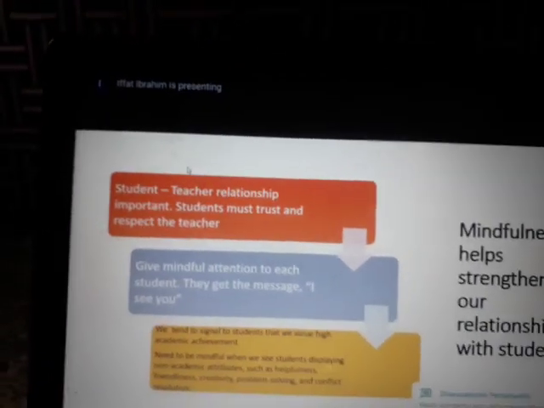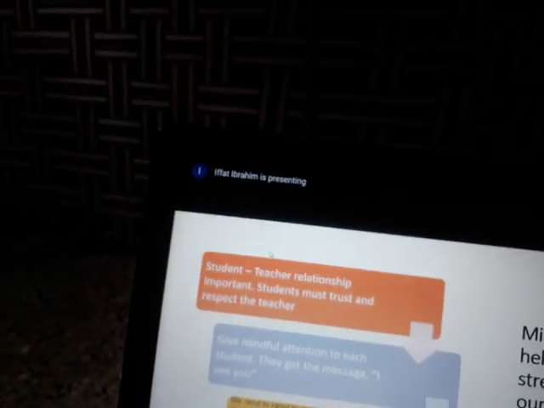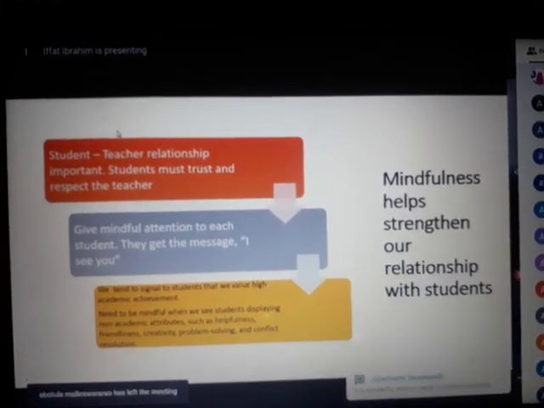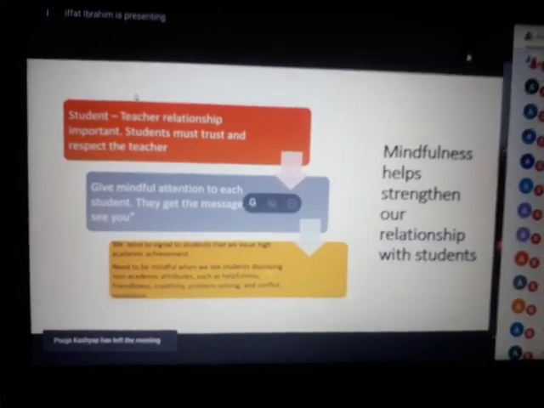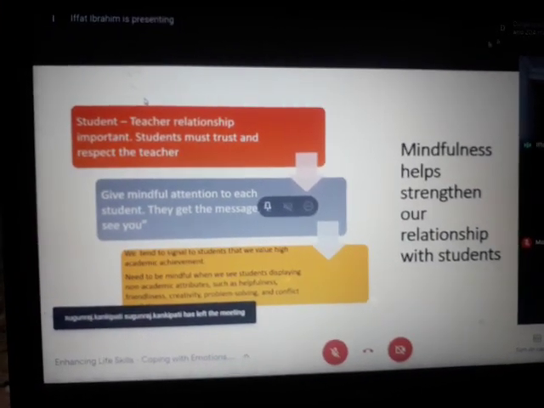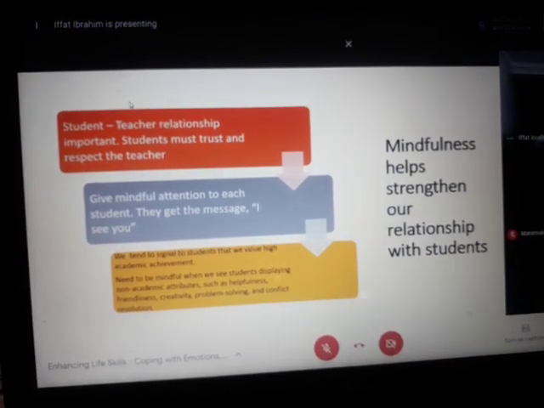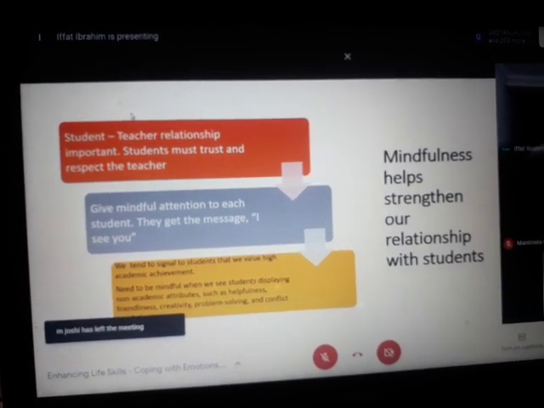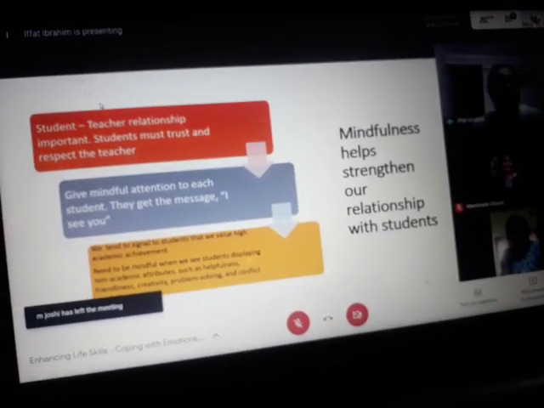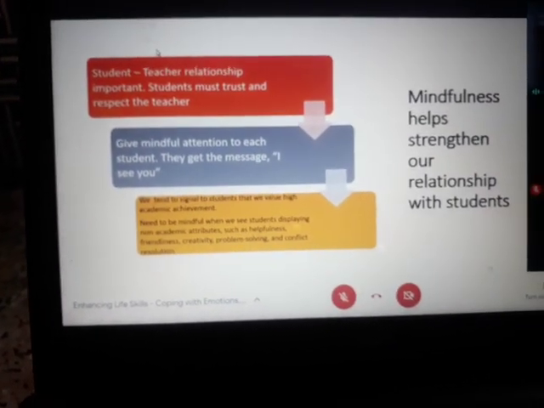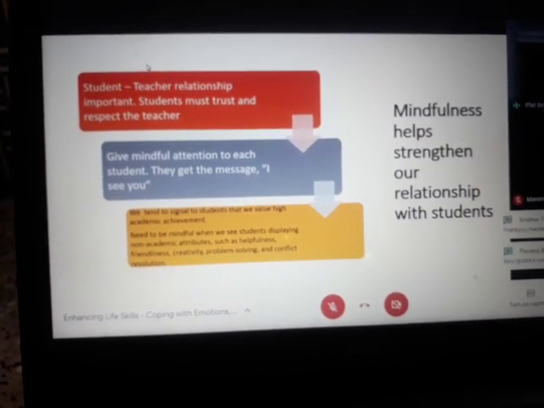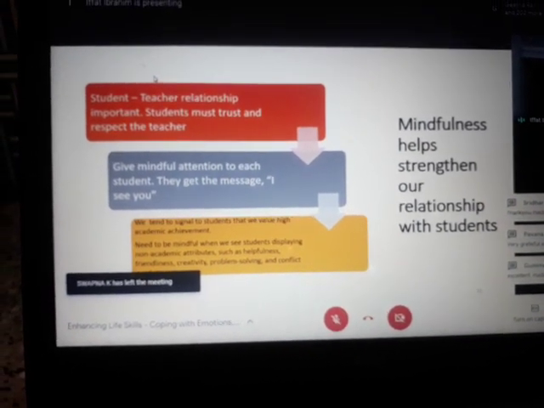Now, effective classroom management points to the importance of the student-teacher relationship. We do set up guidelines and limits, but if students do not trust us, then there are going to be challenges. So each teacher must aim to give mindful attention to each student. By making a connection, we let our students know that we value them as students. So we must try to make a mindful connection with each and every one of our students, and especially the ones whose behavior we are unhappy with.